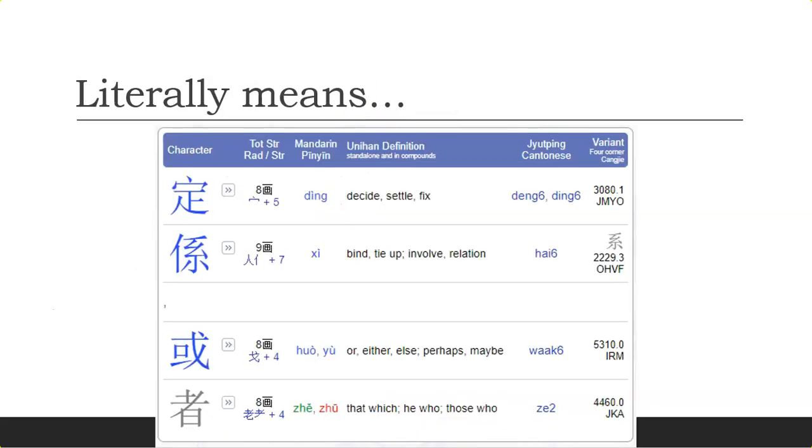Before we go deeper into explaining the difference between the two of them, we need to know the literal meaning. 定 is fixed, so this one is 定係. In Mandarin it is 還是 (hai6). 或者 (waak6) is more like "or perhaps, maybe". So 定係 is "or", while 或者 has one more meaning, which is "perhaps".